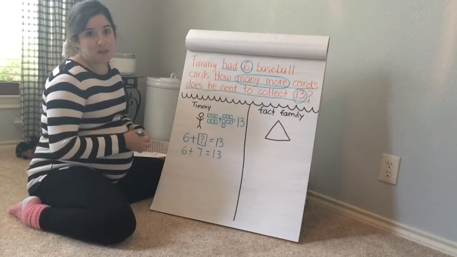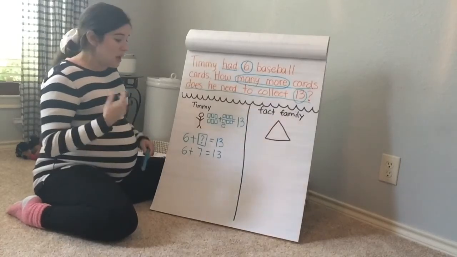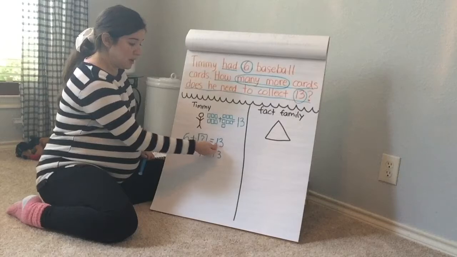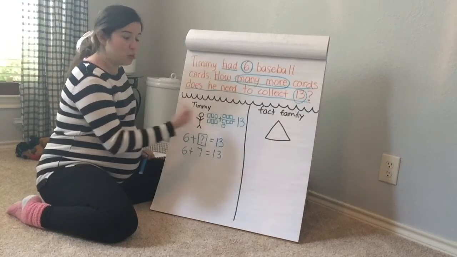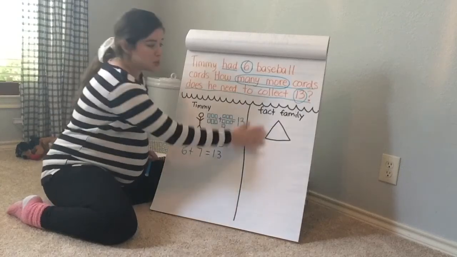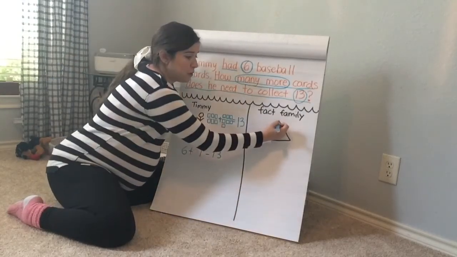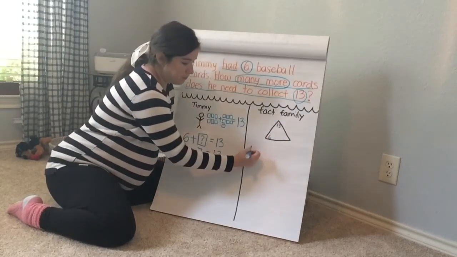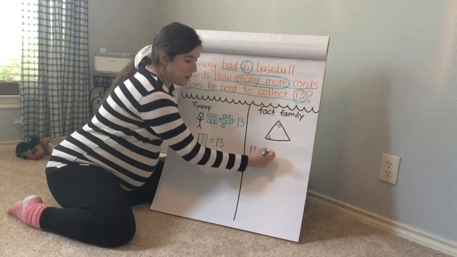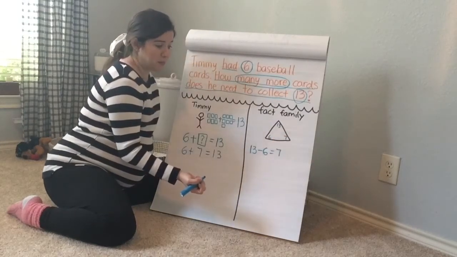Another way for you guys to do it, for those of you who are a little bit more advanced with numbers, is you might say, well, 13 minus 6 would give me 7. So you can also work it backwards, which I'm going to show you right here in our fact family. So if you knew 13 and 6, then you would know 13 minus 6 is 7, and that's how you could figure out that last missing number.